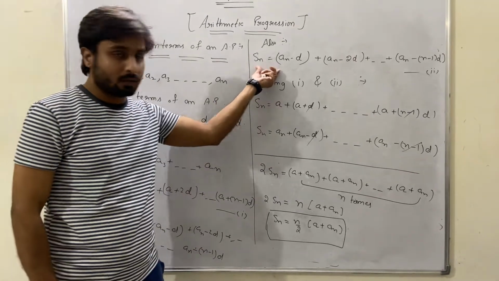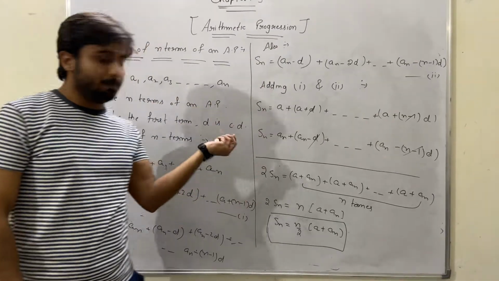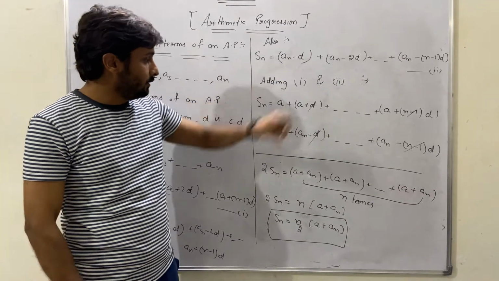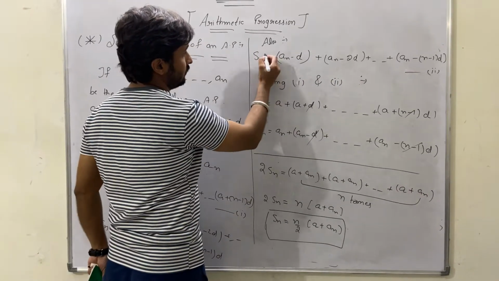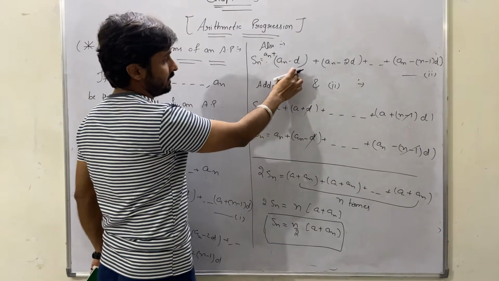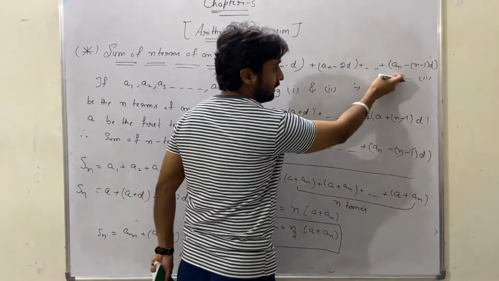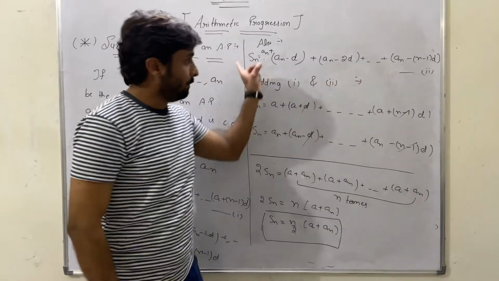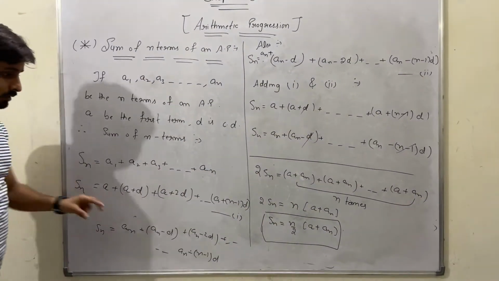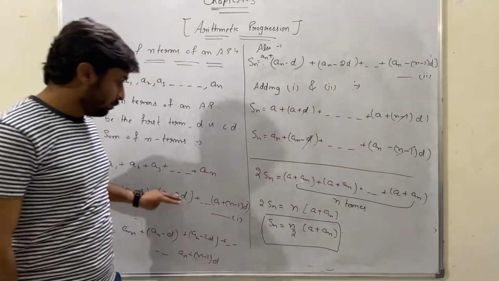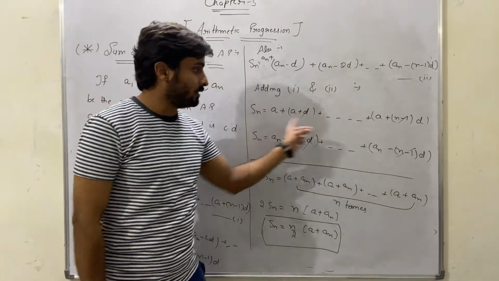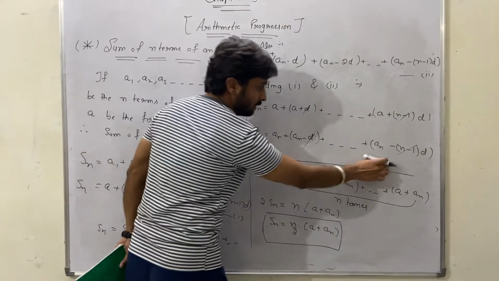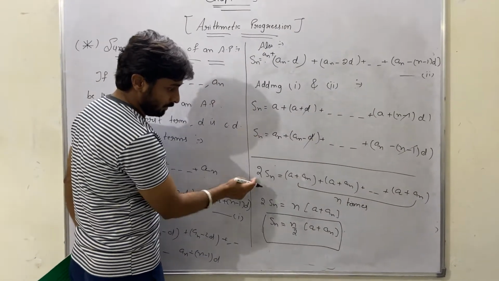I have already written. From here you can see, if I write the AP in reverse order, its terms are an, an minus d, an minus 2d, up to so on, an minus (n minus 1)d. So this is also the sum of the AP, and this is also the sum. This is equation 1, this is equation 2. If I add these equations, Sn plus Sn will be 2Sn.